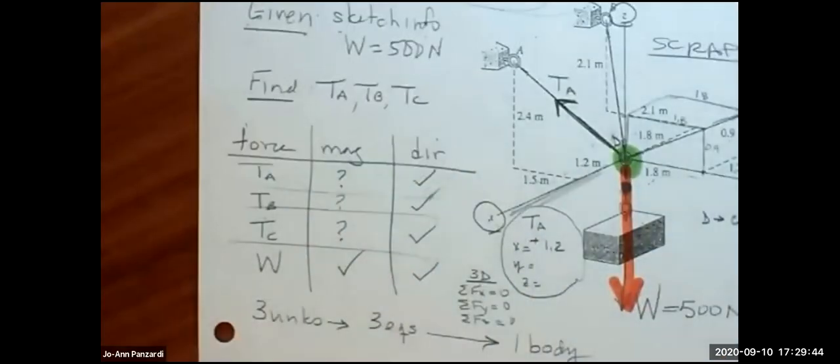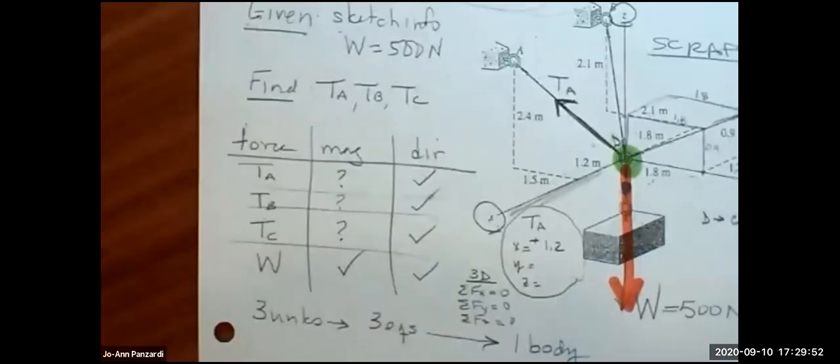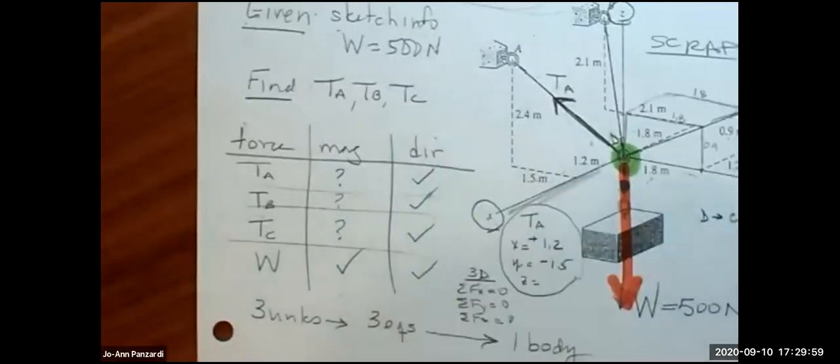Great. Okay, going from D to A in the Y. Here's the Y. What's the distance in the Y? It's 1.5 meters, and it's going in the negative direction.